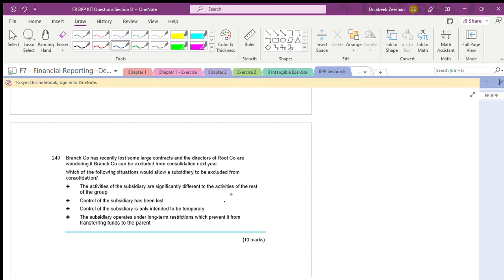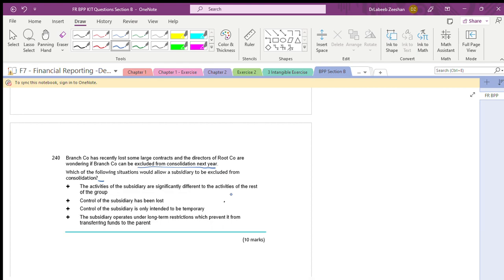Branch has recently lost some large contracts and the directors of Root are wondering if branch company can be excluded from the consolidation. Which of the following situations would allow a subsidiary to be excluded? See, you have lost the contract. When you have lost the contract, it means you have lost the control over the revenue. You have lost some large contracts, and can it be excluded? Yes, we have to exclude. Is it right, when we have lost the contract?